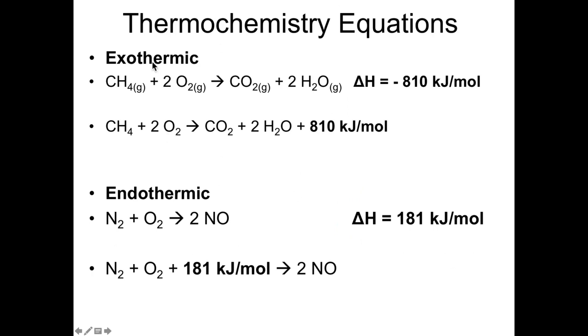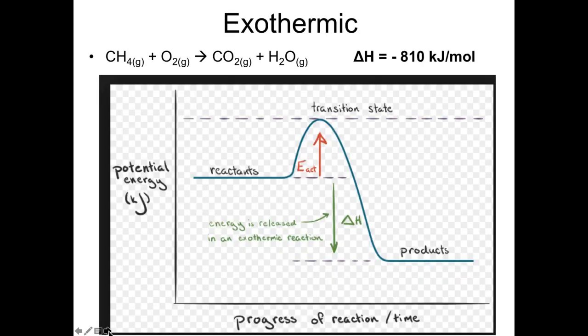So here we have exothermic right here. We have CH4 plus 2O2 goes to CO2 and H2O. Our delta H is negative 810 kilojoules per mole. And again, I wanted to not have to worry, does this go here or here? If it's negative, just throw it on the product side. For endothermic, again, it's a positive delta H, and you can just throw it on the reactant side.